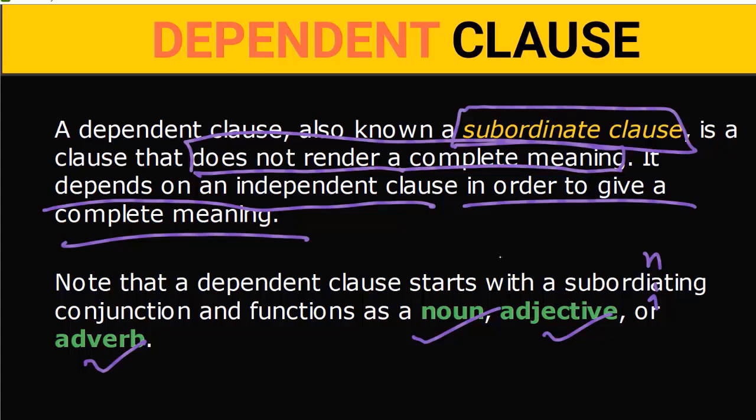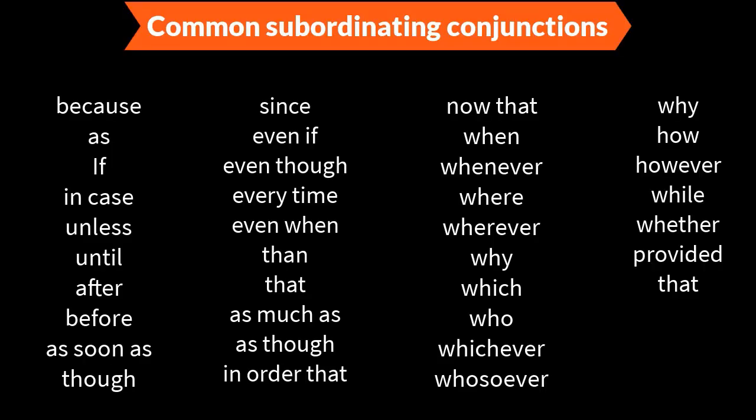So it's a clause that does not give a clear idea, that does not give a complete meaning. It is dependent on an independent clause and it functions either as a noun or as an adjective or as an adverb. This is very important to note. Now, here are some common subordinating conjunctions that a dependent clause starts with, right on your screen.